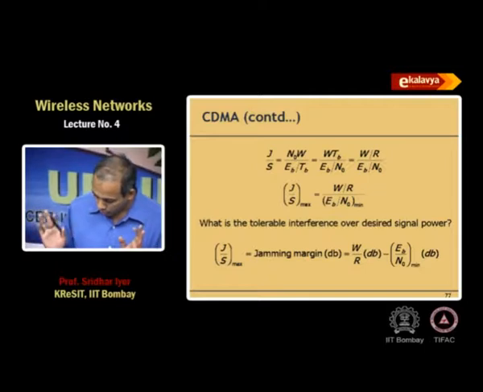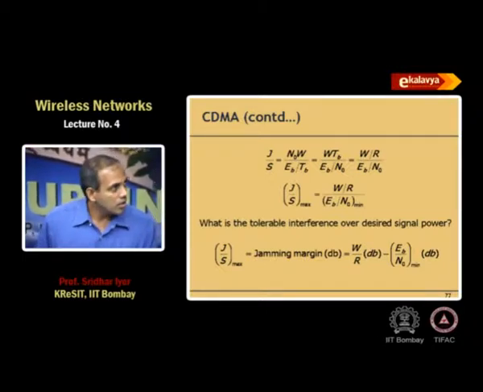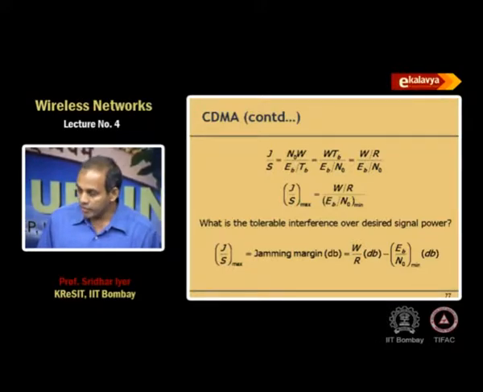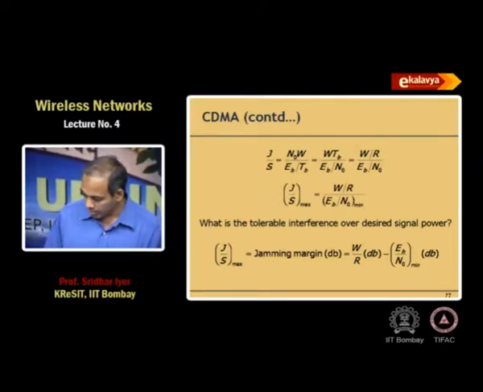So now the key equation here is like this. J by S is what you want to know. You want to know how much interference you can tolerate in such a system, correct? Don't bother to write all this down. Basically, it turns out that J is N0 into W. So once you go through all these things, it finally turns out that the maximum J by S you can tolerate is W by R, which is your processing gain, divided by Eb by N0 min. What does this mean?